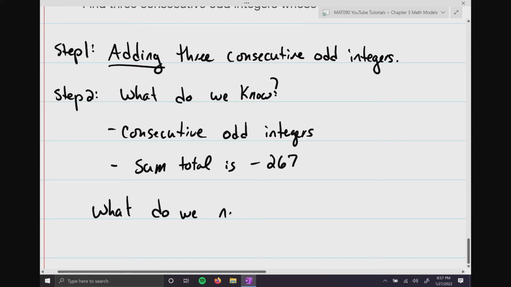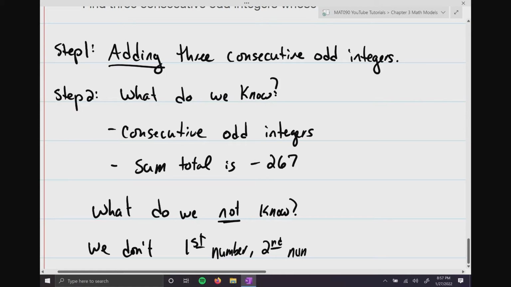What do we not know? Okay, well, we don't know the numbers. So we don't know our first number. Let me write out the word number. So we don't know our first number. We don't know our second number. And we don't know our third number. Okay, so those are things we don't know.